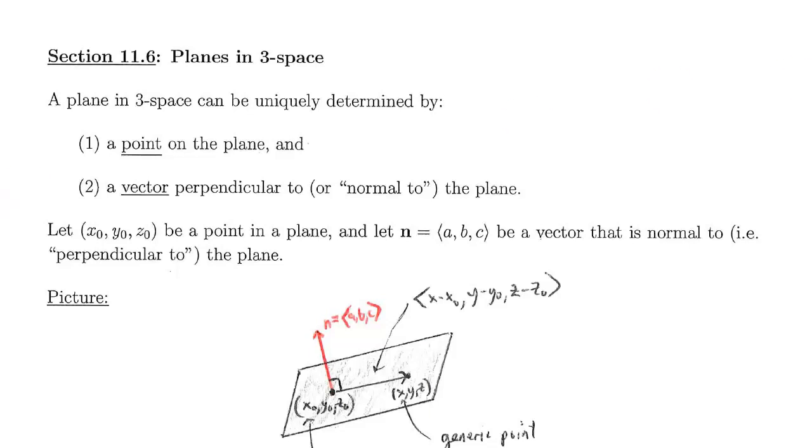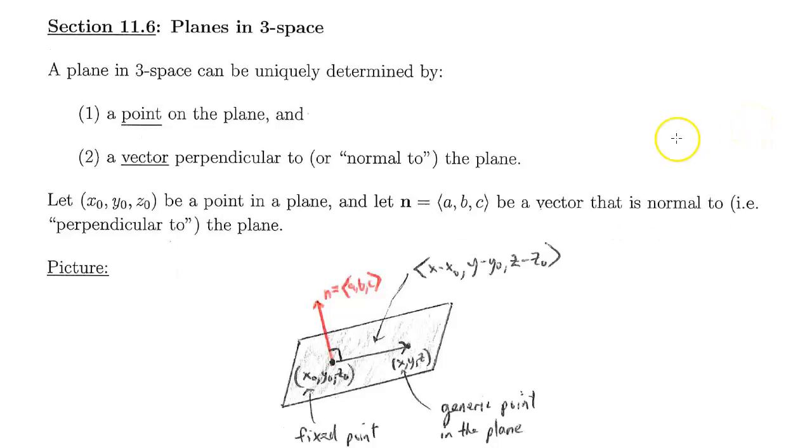In this video, we're going to talk about planes in 3 space. Now, in the last video we talked about lines and parametric equations of lines. This video is about planes. A plane in 3 space can be determined uniquely by a point in the plane and a vector that's perpendicular to, or normal to, the plane.